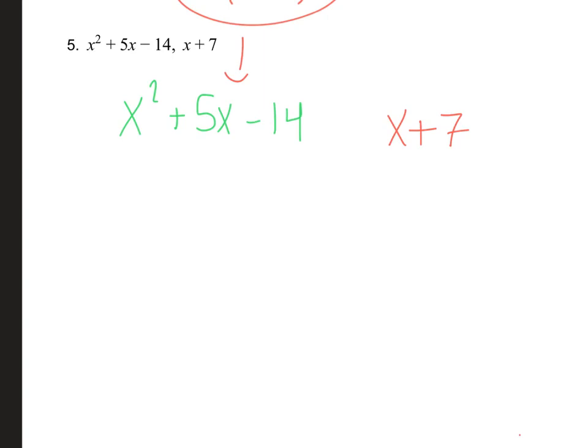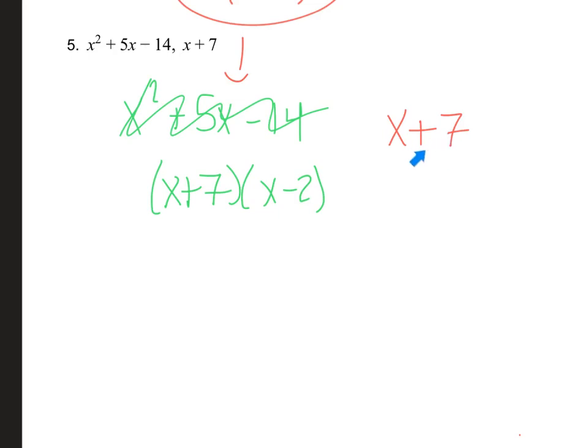Let me get back to this green color. I can factor this out to being x plus 7, x minus 2. So those two are the same. Now I'm not dealing with that anymore because I've just simplified it to x plus 7, x minus 2. Now the answer is a lot more obvious. Well, how can I get this guy to look like this? Well, I've got the x plus 7 already. All I need is to multiply it by x minus 2.